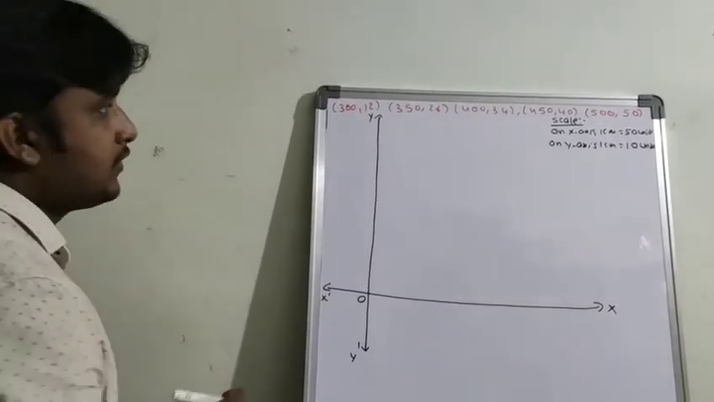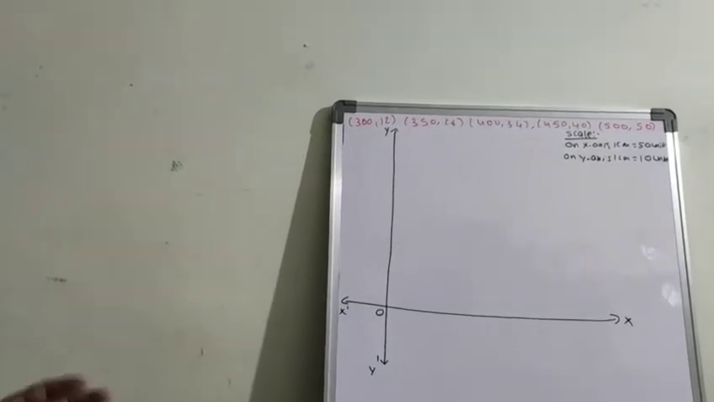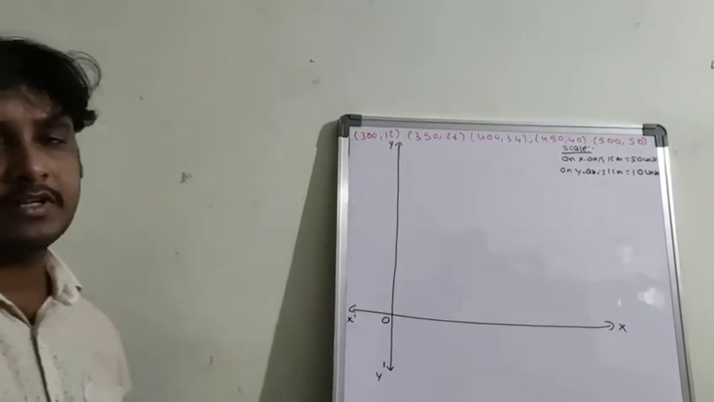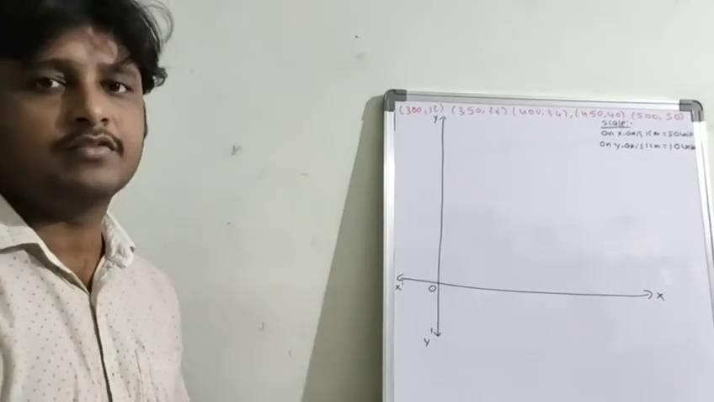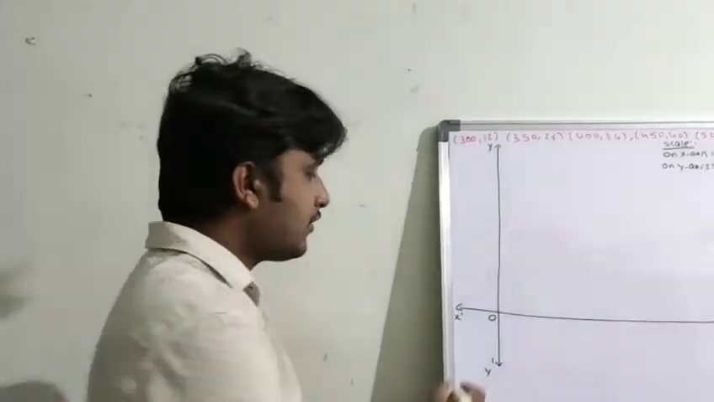But here, on the x-axis, the values start from 300. I am not going to take from the starting 50 onwards. Whenever we take values from after some point, you have to use a kink.